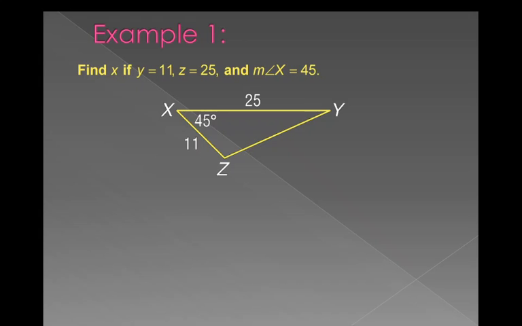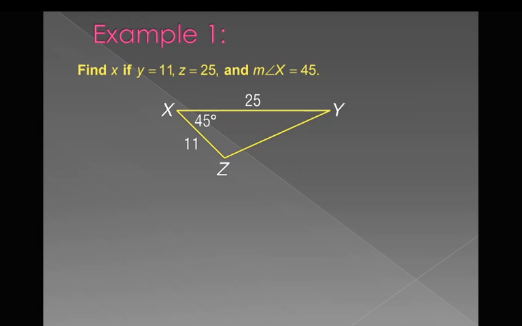Is this the law of sines problem? Well, it's not, because this is not the SSA. This is side angle side. So this is not the ambiguous case because I have the included angle. And as soon as I see that, I know that I'm dealing with the law of cosines. Okay? So we're trying to find side X, which is this side right here.